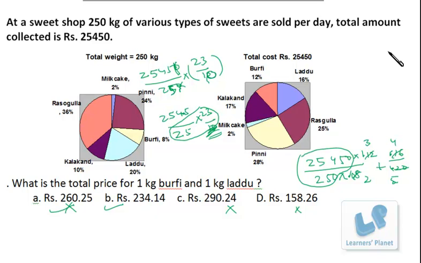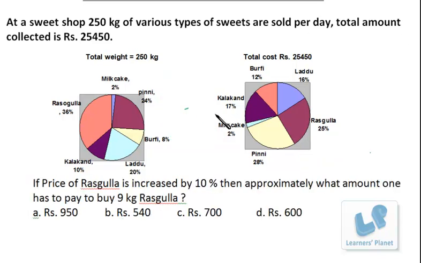Now let's take the next question. If the price of Rasgulla is increased by 10%, then approximately what amount one has to pay to buy 9 kilograms of Rasgulla? First of all, we try to find out the existing price of Rasgulla. Then we give it a 10% increase, that is, we will multiply the final answer with 1.1 to get the 10% increased price, right? So what will be the price of Rasgulla per kilogram? The contribution of Rasgulla is 36%.